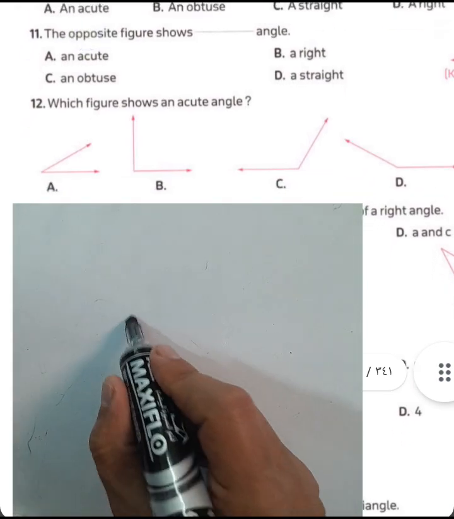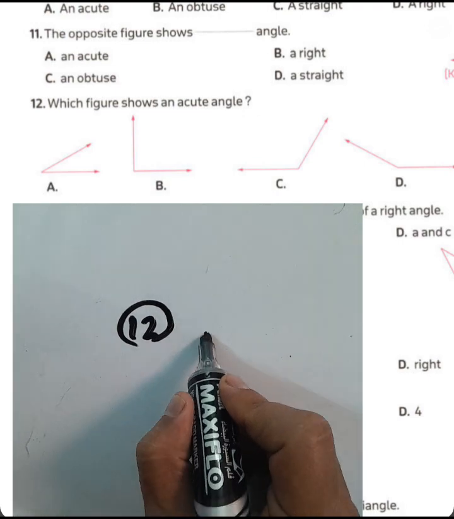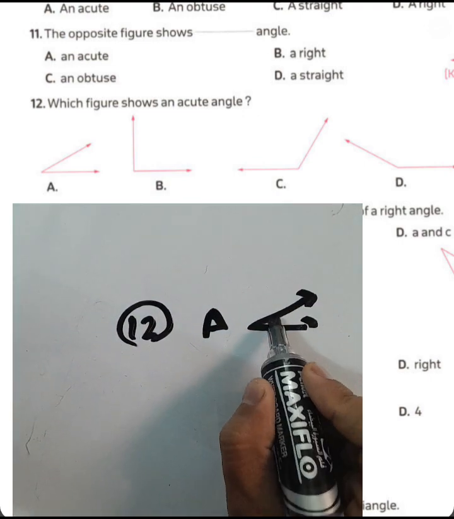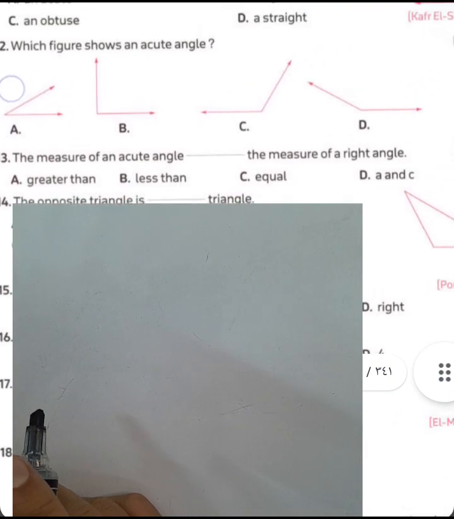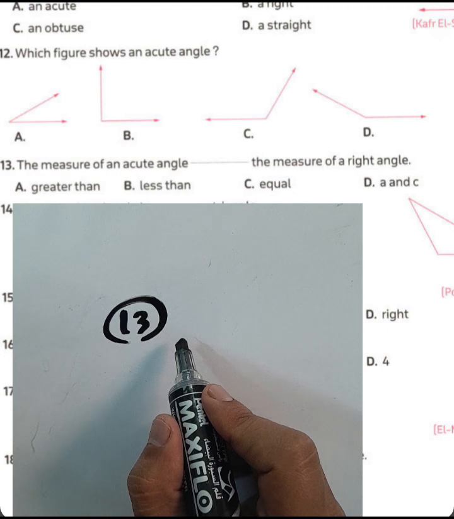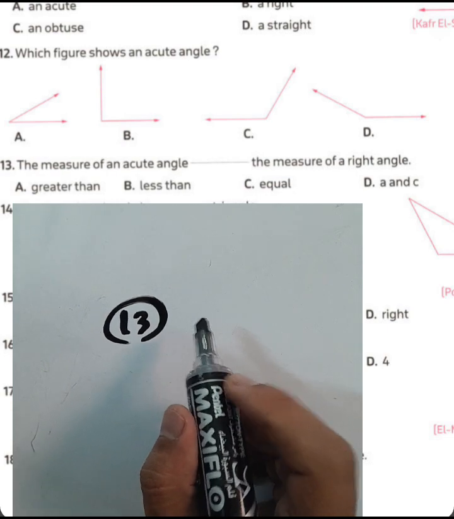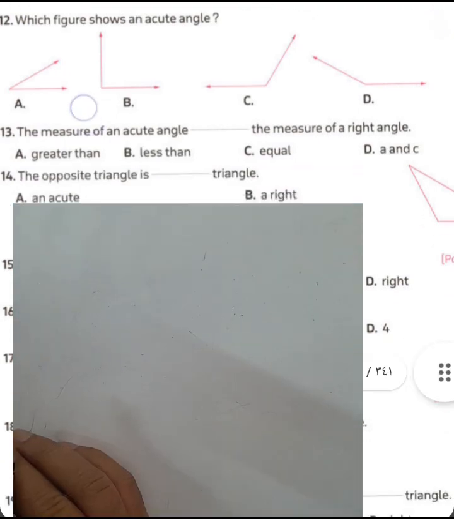Question 12. Which figure shows an acute angle? It will be letter H, acute angles. Question 13. The measure of an acute angle compared to the measure of a right angle is less than. Choose letter B. An acute angle is less than a right angle.